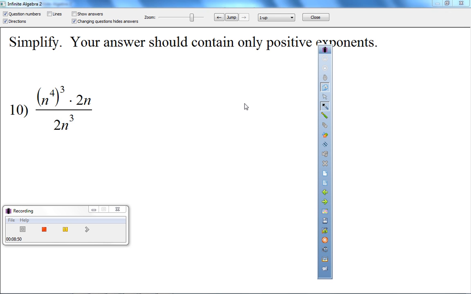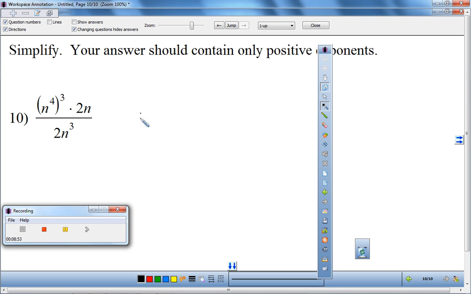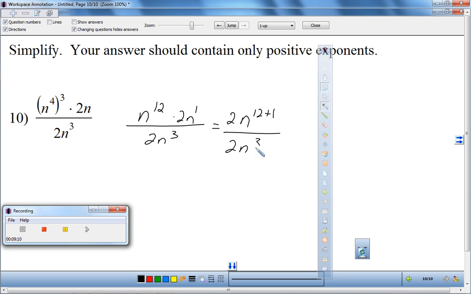Alright, number 10. Power of the power, so we're going to go n to the 12th times 2n over 2n cubed. I'm going to rewrite this so that I get 2n. Remember, this is to the 1, so it's 12 plus 1 over 2 n to the 3rd. That's going to reduce out to be 1. So we end up with n to the 13th over n to the 3rd. Now we're going to divide, so we're going to end up subtracting, so we end up with n to the 10th.